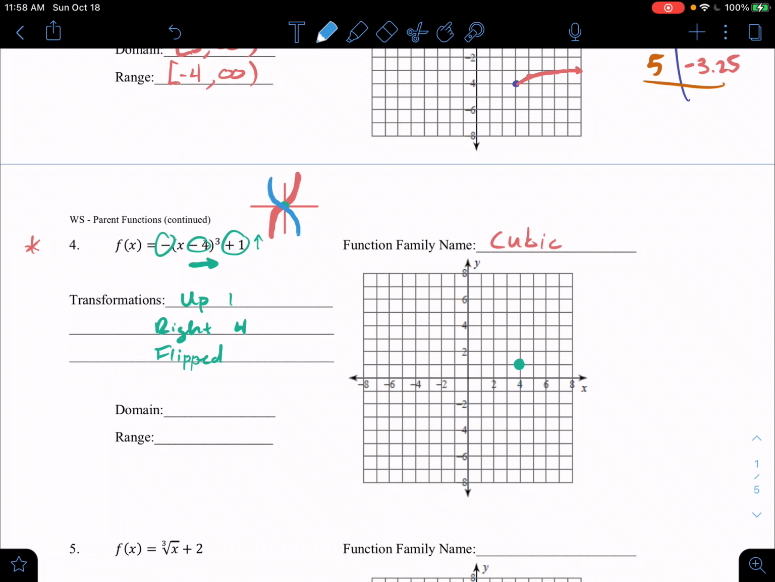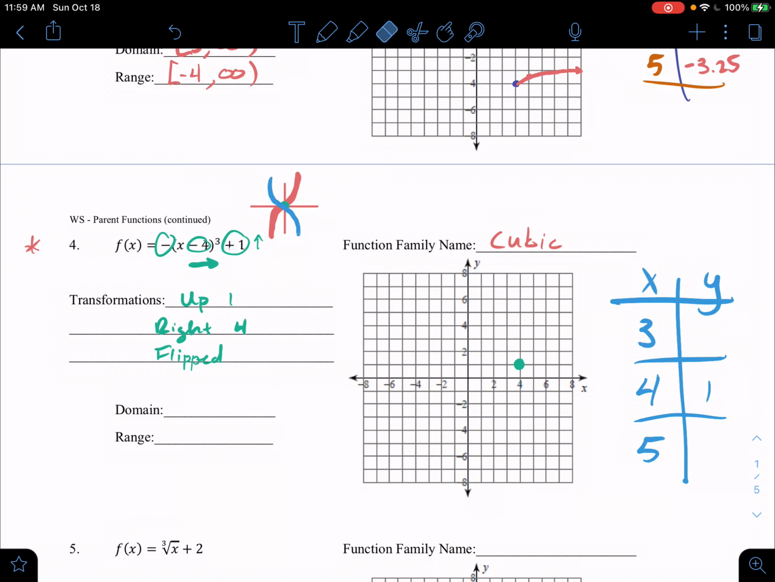Just like we did before, once you have your locator points, you want to make a table. Since we only need 3 values, your first one should be where your locator point is, so 4, 1. And then if there's no restrictions on your domain, meaning it's not a square root, you should always pick the number before and the number after for your x values. To figure out what the actual y values are, you're going to need to plug it in at this point.